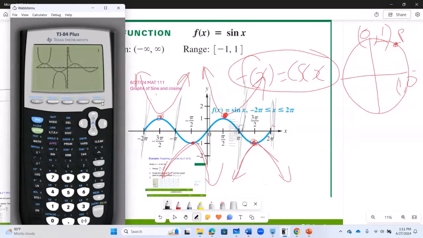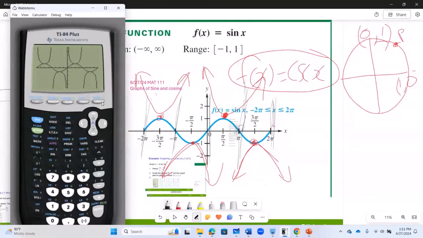All right, this is what I want to see. Notice that every maximum point for sine, the curve shows up. Every minimum, it shows up. So every maximum point for sine, cosecant is a minimum. Every minimum point for sine, cosecant is a maximum.